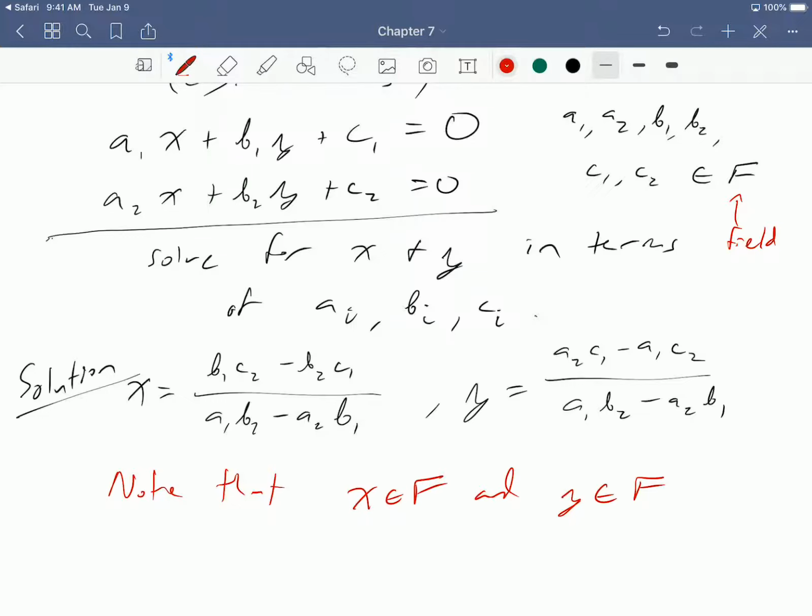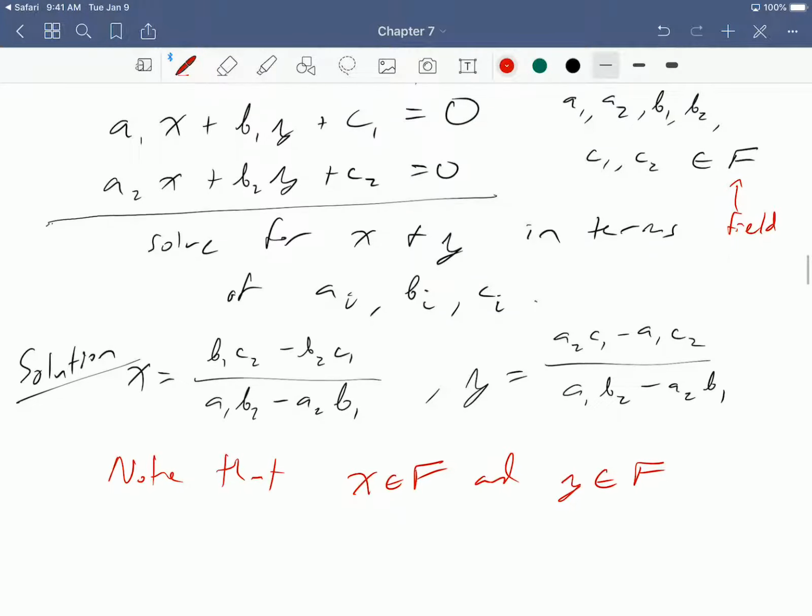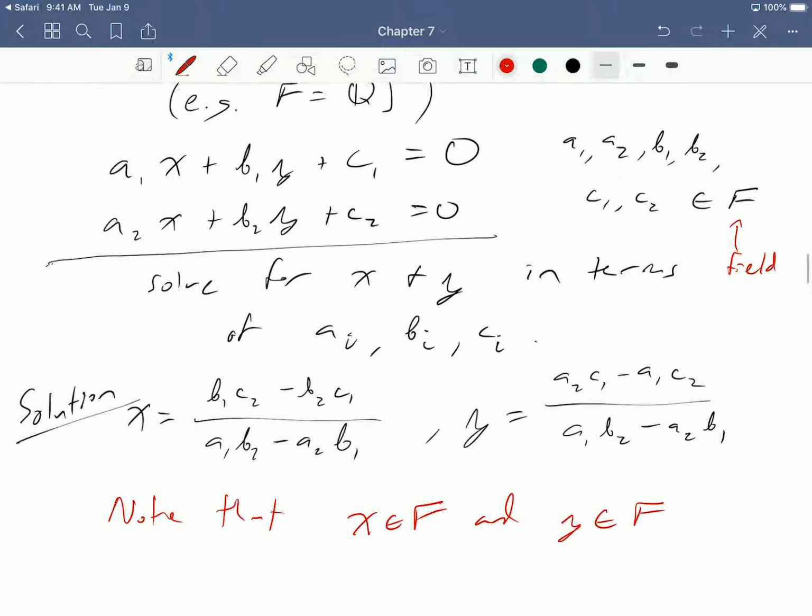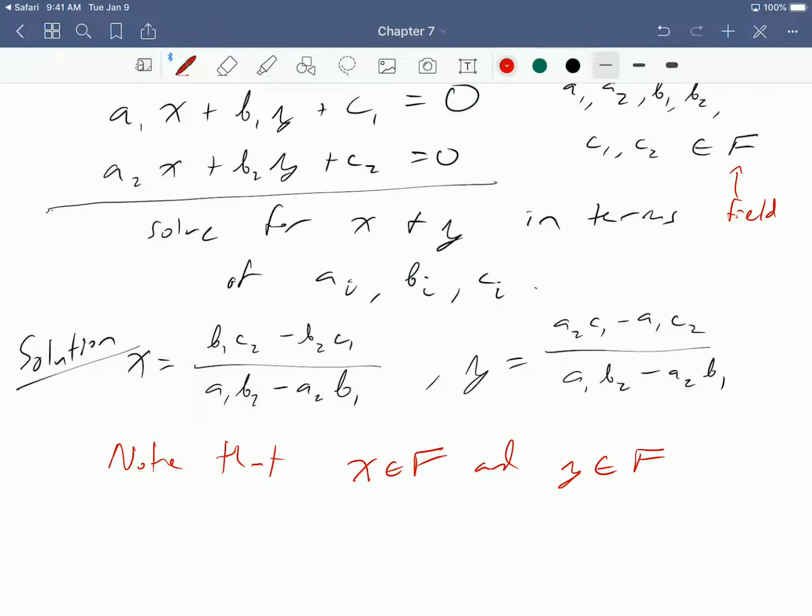One other thing to note here is that this is only working if that denominator isn't 0. If a1b2 minus a2b1 was 0, what it meant was that those two lines were parallel and they didn't intersect. And so that isn't really an issue for us. If the lines intersect, then this is the intersection point, and that will all be well defined.